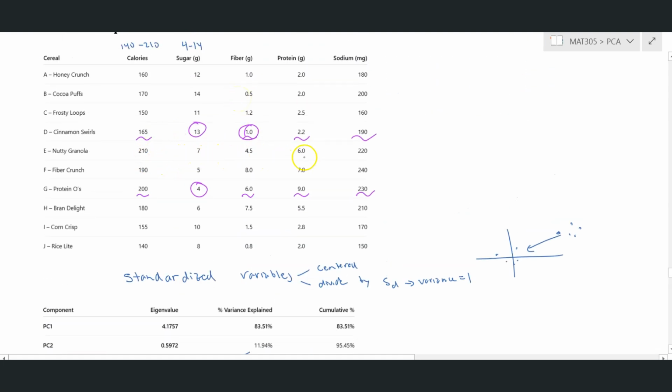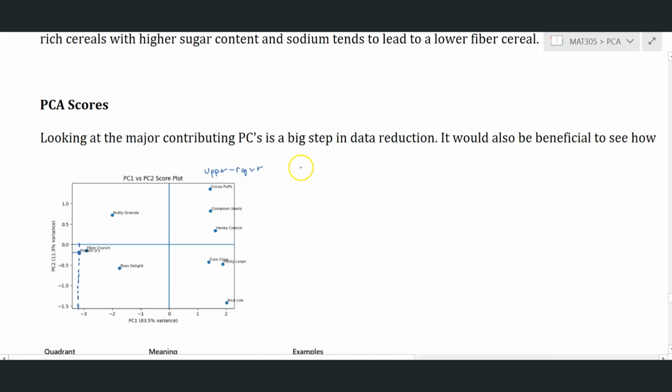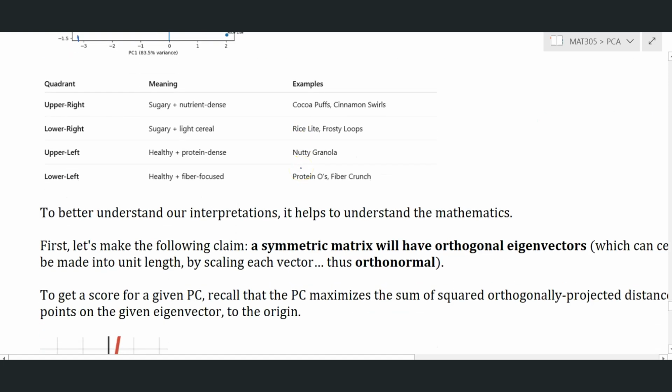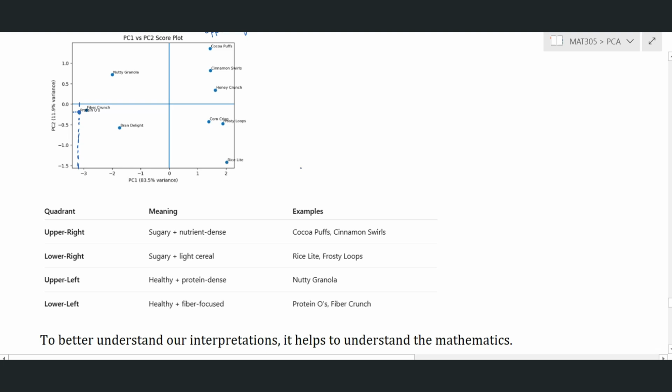Okay, Nutty Granola scores, yeah, pretty high on the protein as well as Protein O's. The reason, though, Protein O's maybe has a negative on PC2, let me think here. Upper left, okay. So actually, I guess we could kind of say, Protein O's has high protein as well because of PC1. Nutty Granola is kind of high because of its contribution to PC2. And fiber focus, so Protein O's and Fiber Crunch.